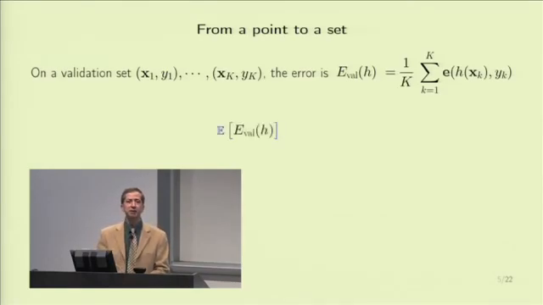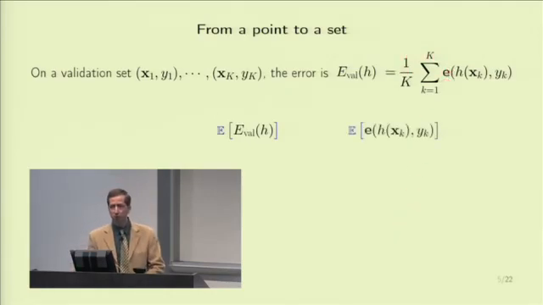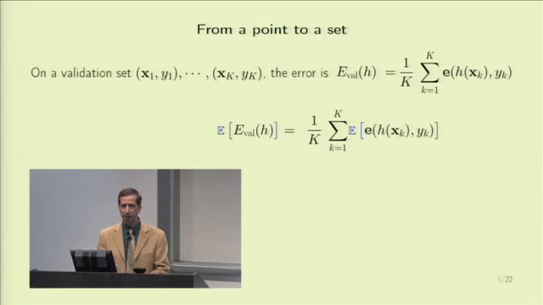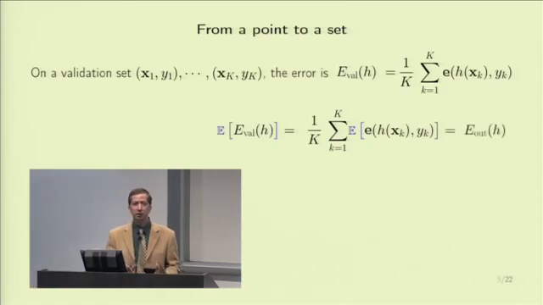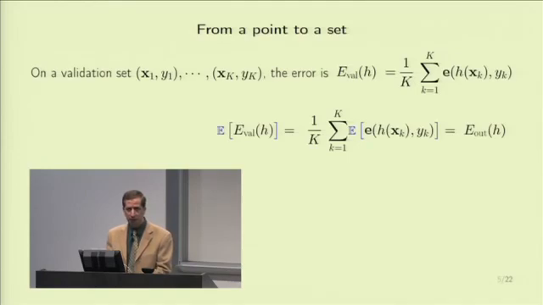What is the expected value of E val, the validation error? Well, you take the expected value of this. The expectation goes inside. So the main component is the expected value of the error on a single point, which we have seen before, and you just average linearly. Now, this quantity happens to be E out. The expected value of the error on one point is E out. Therefore, when you do that, you just get E out again. So indeed, again, the validation error is an unbiased estimate of the out-of-sample error, provided that all you did with the validation set is just measure the out-of-sample error. You didn't use it in any way.